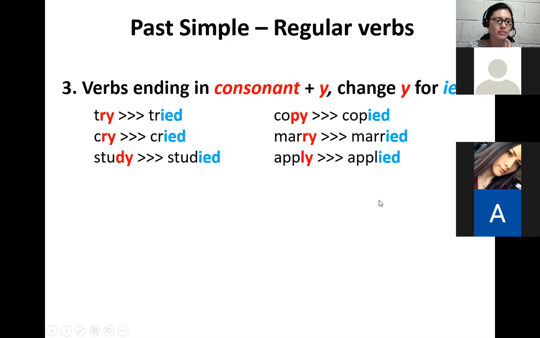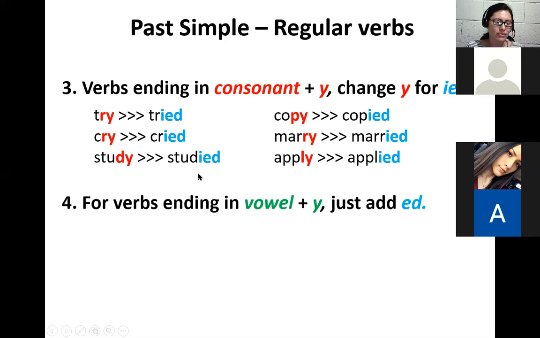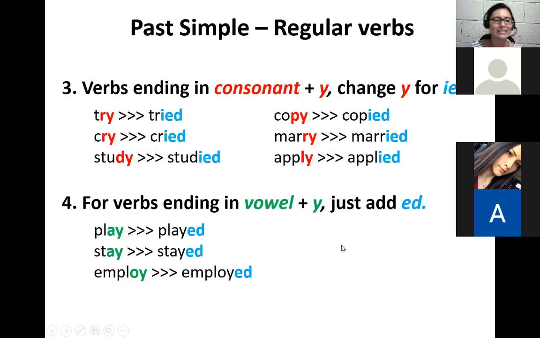Now, it's different when I have verbs ending in vowel plus Y. You know the vowels, right? A, E, I, O, U. If we have a vowel plus the letter Y, all what we have to do is add ED, right? No solo porque termina en Y voy a ir y voy a cambiar la Y por una I latina, no, right? So I have to be very careful.